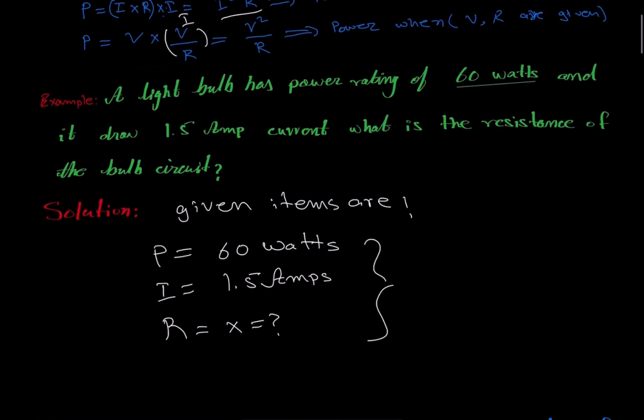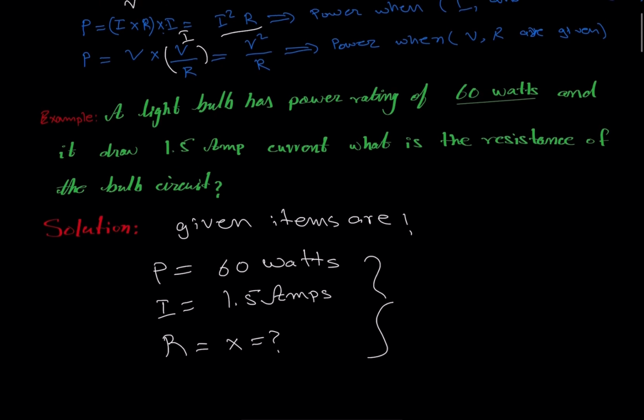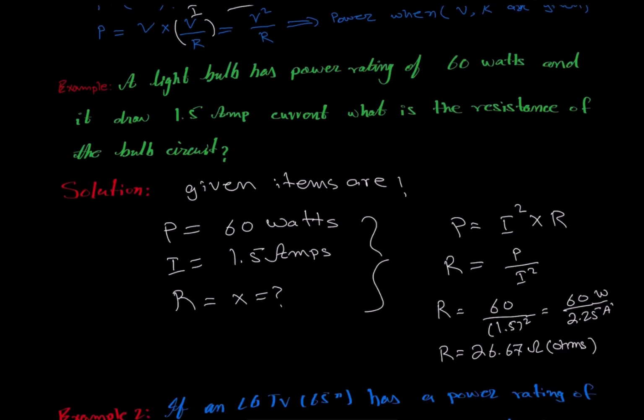So we have a P and I, but we don't have R, so we will use this equation, which is P equal to I squared times R. Since we are asked to find R, R is equal to P over I squared. So we can find R here, or resistance here, P divided by I squared.